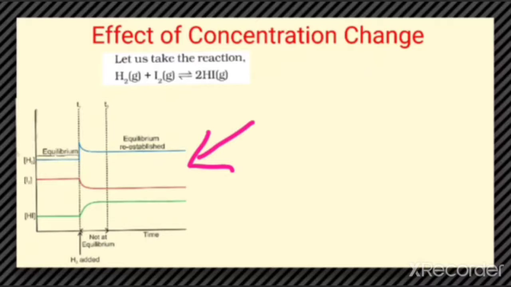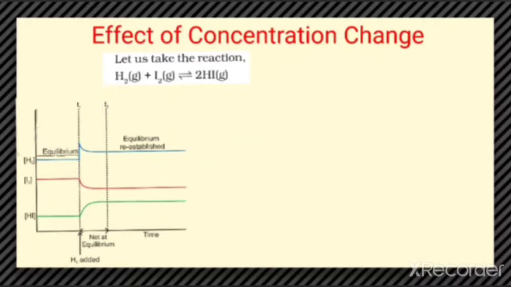So look very carefully at this plot. This area shows that the reaction is at equilibrium, but with the addition of hydrogen, for some time, that is the time between T1 and T2, the equilibrium gets disturbed. So for a short time the reaction is no longer in the equilibrium stage. It gets shifted in a particular direction to reduce the effect of the change, and finally the equilibrium is re-established.